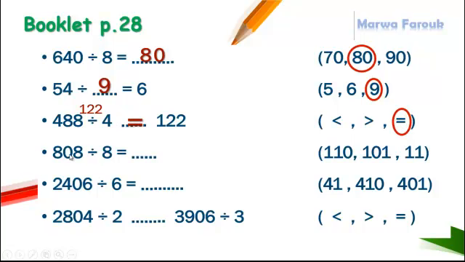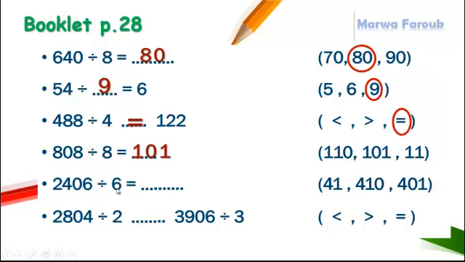Next one, just like the one on the previous page, 505 divided by 5, but here we have 808 divided by 8. Starting from the left, 8 divided by 8 equal 1. 0 divided by 8 equal 0, and 8 divided by 8 equal 1. So we got 101.